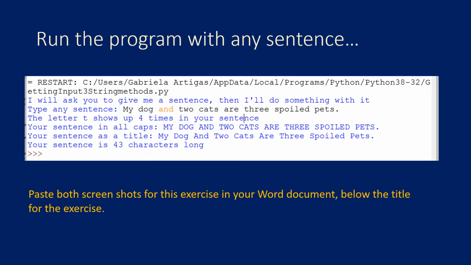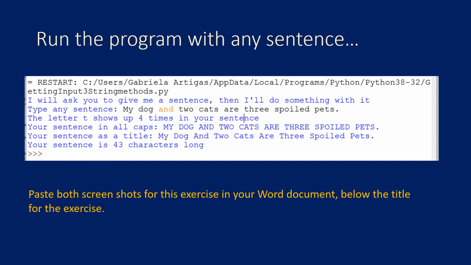So when we run the program with any sentence, I write a sentence, you guys write any sentence that you want. This is what I have done. When I run the program, the directives or the user-friendliness sentence shows up: I will ask you to give me a sentence, then I'll do something with it. Then it goes to the next line and says type any sentence, and this is what I typed in. It appears in a different color, right? My dog and 2 cats are 3 spoiled pets. As you can hear, my dog is in the background, I think.